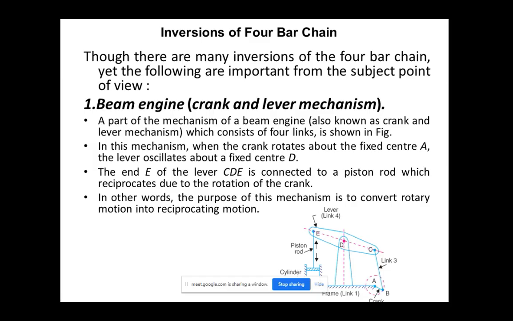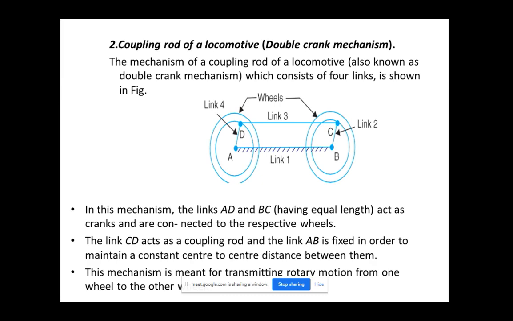Next you can see the coupling rod of locomotive. So this is an example of double crank mechanism only. So just now we saw double crank mechanism. The mechanism of the coupling rod of locomotive, also known as double crank mechanism, consists of 4 links as shown there, where you can see again AD and BC having equal length and acting as cranks, and they are connected to respective wheels. Okay, and the link CD acts as a coupling rod, and the link AB is fixed in order to maintain a constant center to center distance between them.